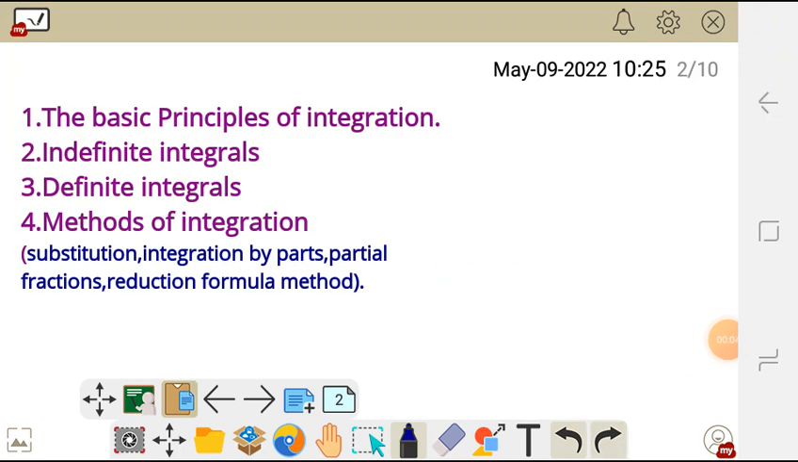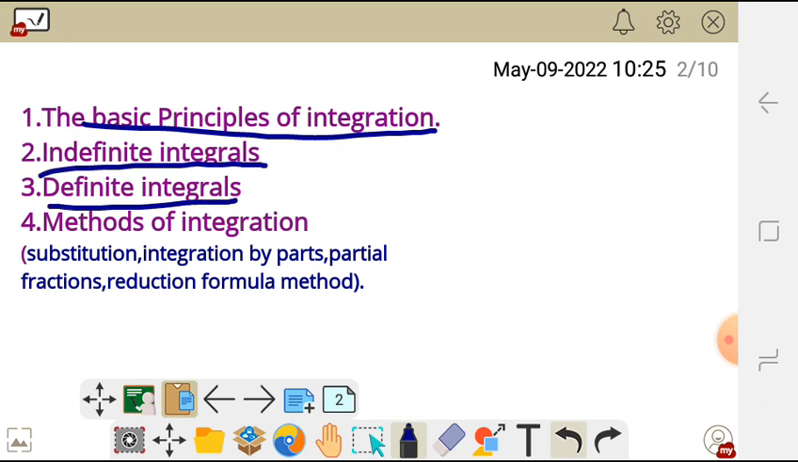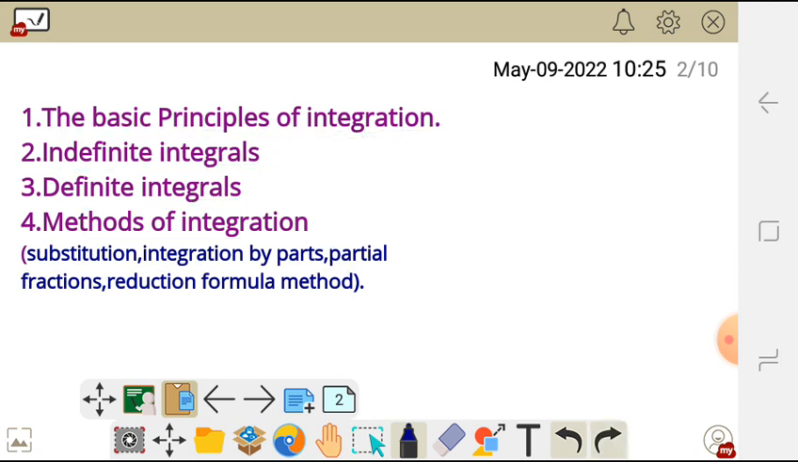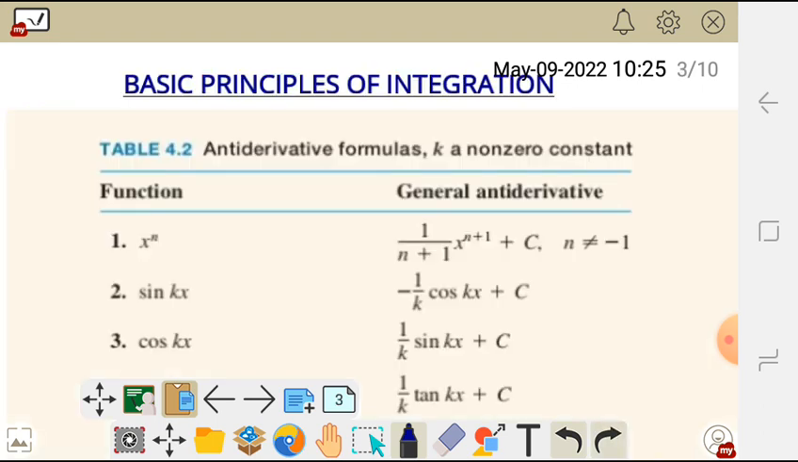Under this topic, we're going to look at the basic principles of integration, and then from there, indefinite integrals, and then definite integrals, and methods of integration, where we're going to look at substitution, integration by parts, partial fractions, and the reduction formula method. But in this video, let's discuss the basic principles of integration. There are about 10 basic principles of integration that you must know in order to solve questions under integration.